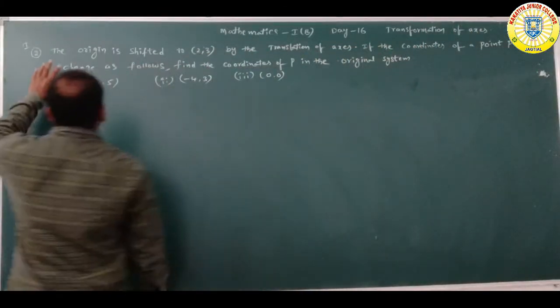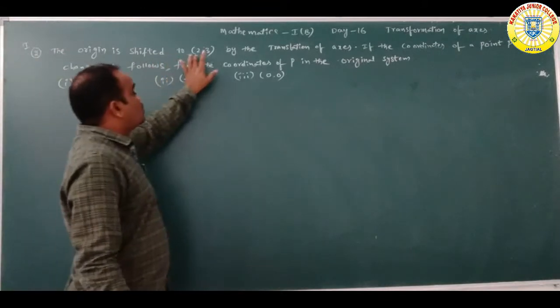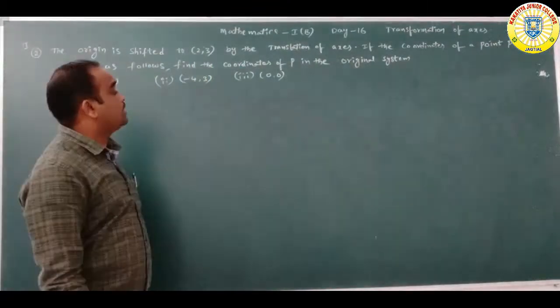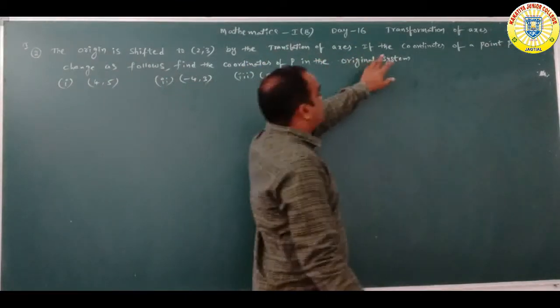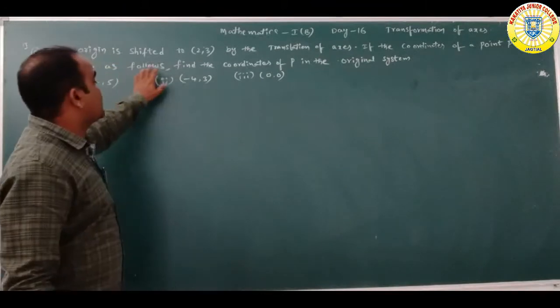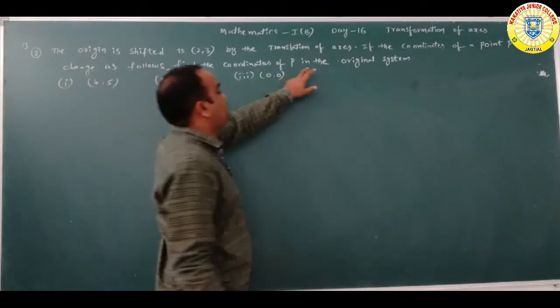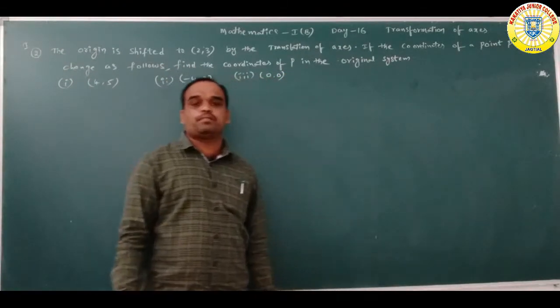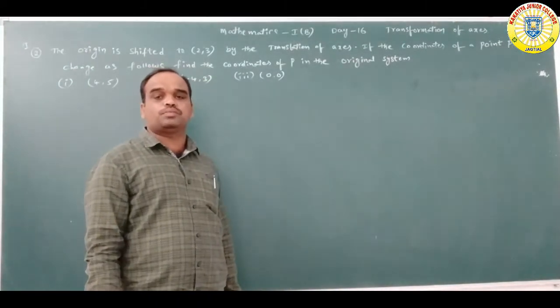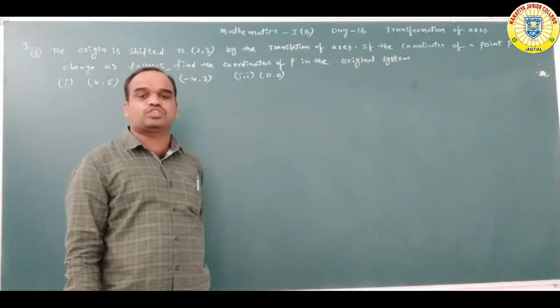Second question. The origin is shifted to 2, 3 by the translation of axes. The coordinates of a point P change as follows. Find the coordinates of P in the original system. So we are finding the original coordinates. Original coordinates means small x, small y values we are finding.